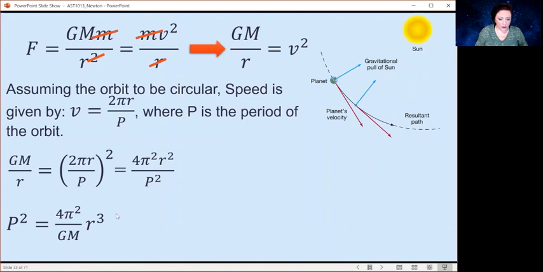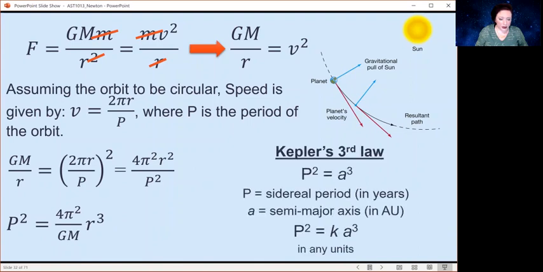Now this may look somewhat familiar. Kepler's third law says that P squared equals a cubed as long as you're using the right units. But it can be written as P squared equals some sort of constant times a cubed, so it's P squared equals k a cubed, and that will work for any units. Now, if we look at this, remember that a is the semi-major axis, but that's the same as the radius if you're talking about a circular orbit. And so we can see here that this is exactly the same as Kepler's third law.